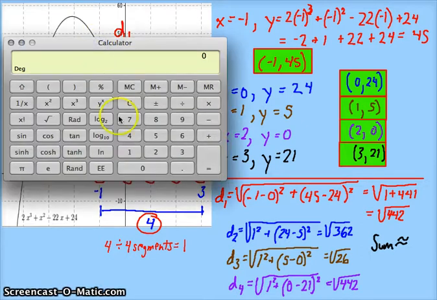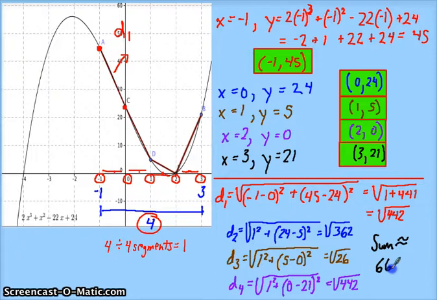So what do we have? The square root of 442 plus the square root of 362 plus the square root of 26 plus the square root of 442 again. And what we have is an approximate length of 66.17 units.